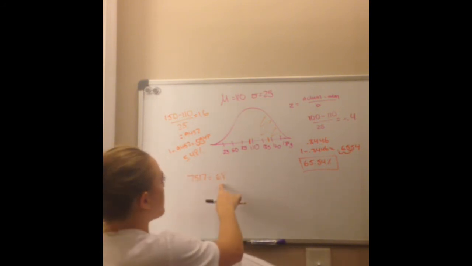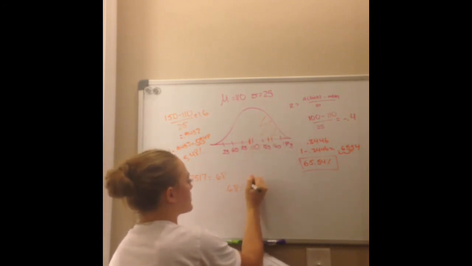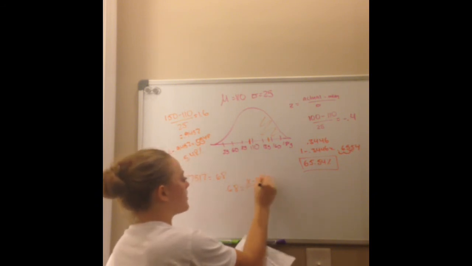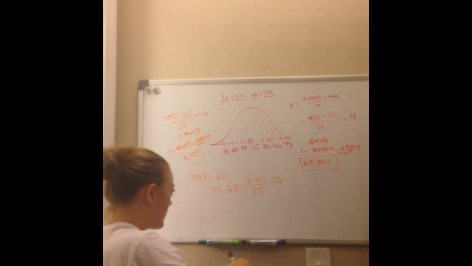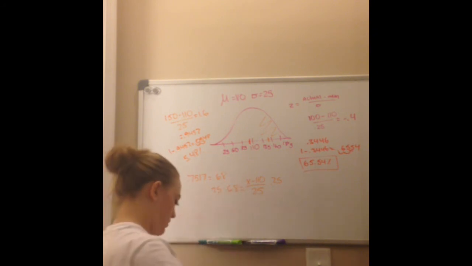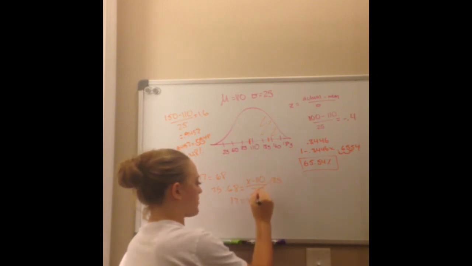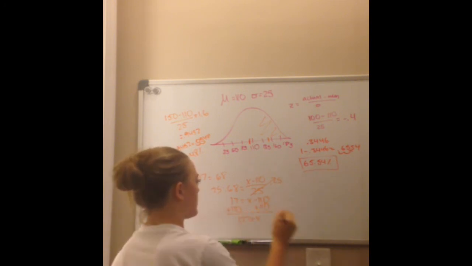So this is what we're going to plug in into the same equation. 0.68 equals our actual, which we don't know yet, minus the mean over standard deviation. We're multiplying both sides by 25. Do that in your calculator. We have 25 times 0.68. You should get 17 equals, that cancels out, minus 110. Add 110 to that. You should get 127 equals x.